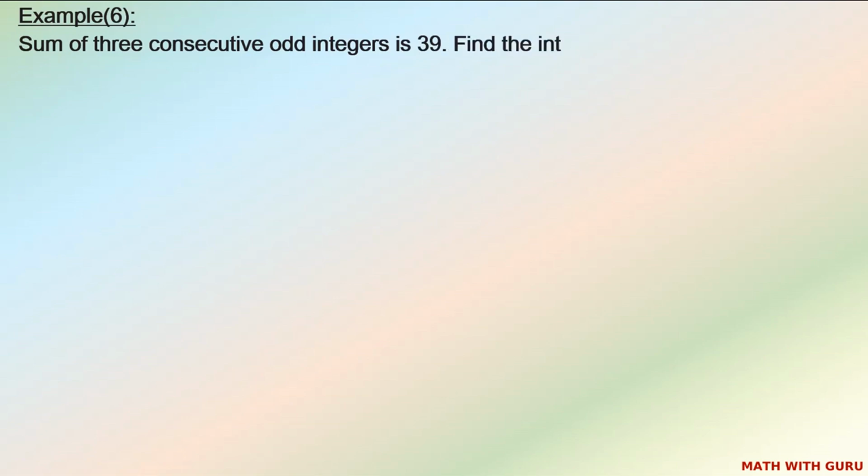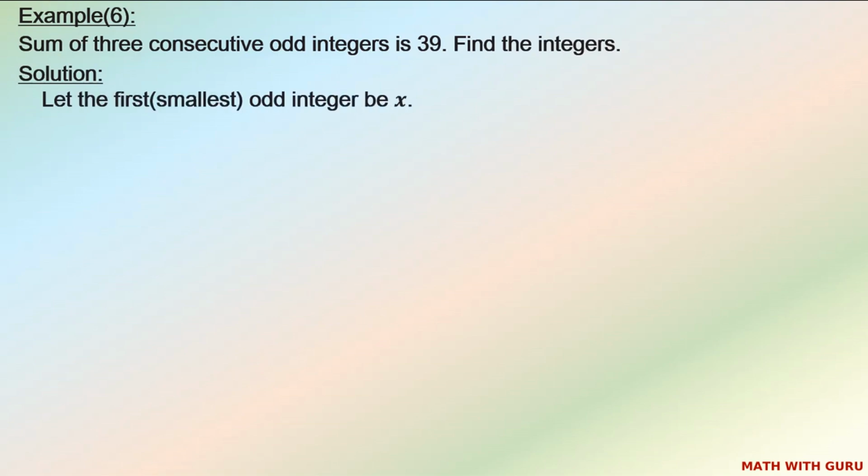Example 6. The sum of three consecutive odd integers is 39. Find the integers. Let the first, or smallest, odd integer be x. What do you mean by odd integers? 3, 5, 7. These are consecutive odd integers. 5, 7, 9. 7, 9, 11.